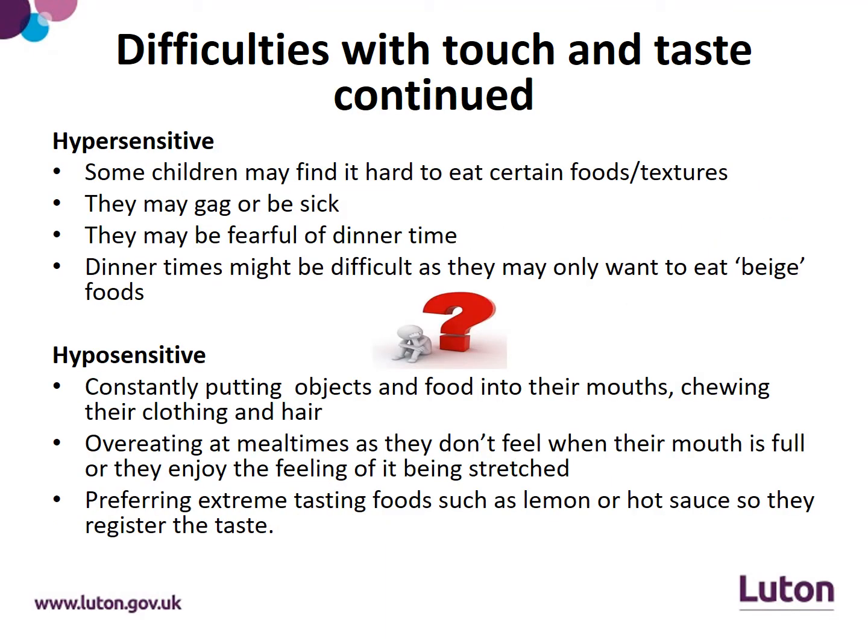Children who are hypersensitive to touch and taste may find it hard to eat specific textures. They might gag or be fearful of dinner. Children who are hyposensitive to touch and taste, on the other hand, may constantly mouth things. They might put things in their mouth, or they might prefer extreme tasting food, for example, hot or lemon flavoured foods.